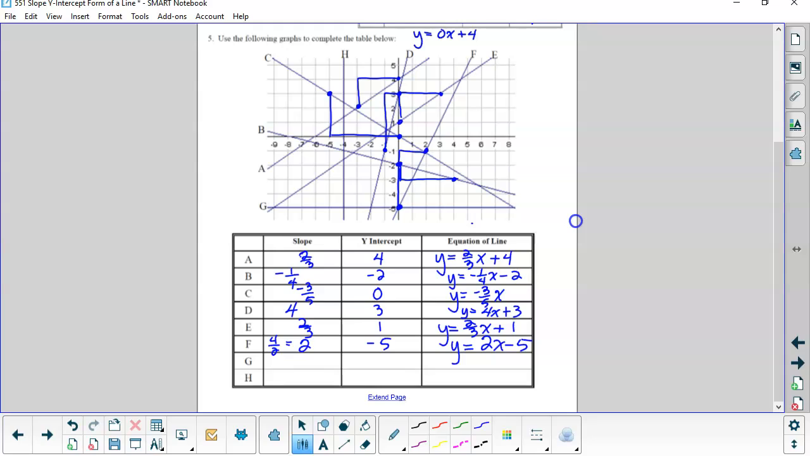Now G is a horizontal line. So between any 2 points, the slope is 0. The y-intercept's -5. So that's y equals -5. Because 0 times x is 0.